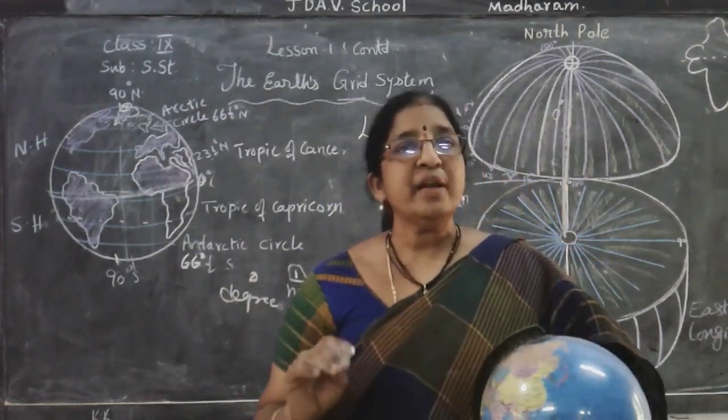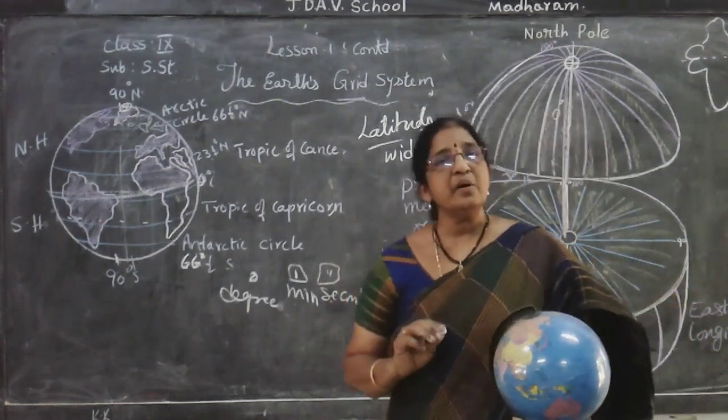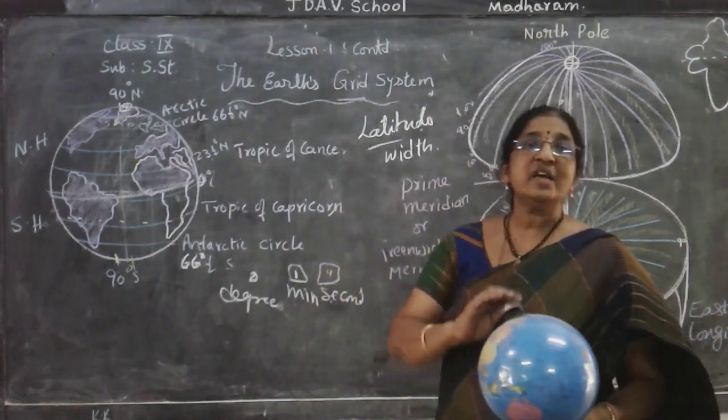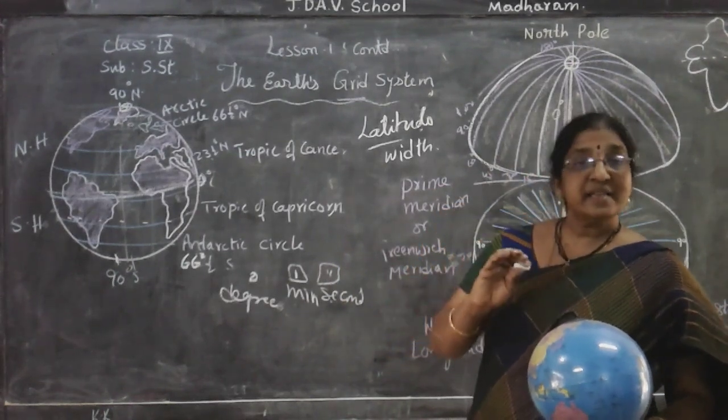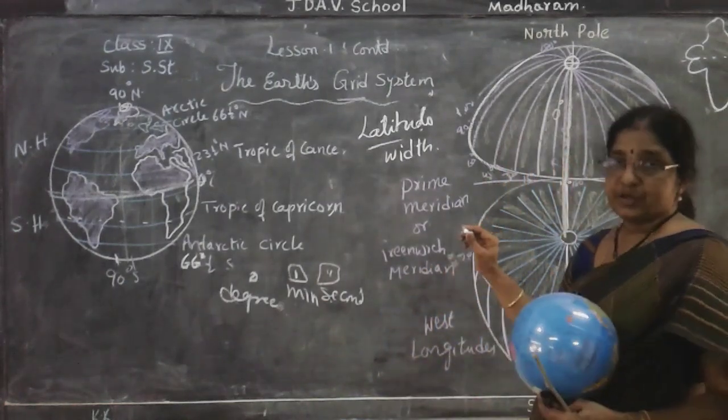So children, whenever you draw this earth system, you remember to draw the latitudes at equal distance. Then it is easy for us to locate the places. Now let us see longitudes.